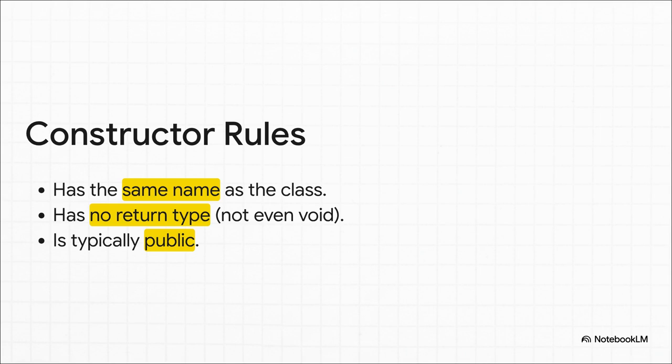Meet the constructor. Think of it as the official welcoming committee for a new object. It's a special method that gets called automatically the instant an object is created. Its one and only job is to make sure the object starts out in a valid, predictable state. And you know it's special because, as you can see, it has to have the same name as the class, and it doesn't return anything, not even void.